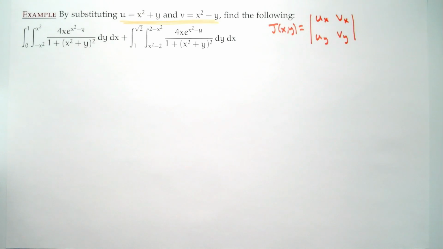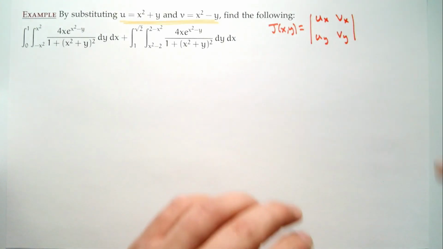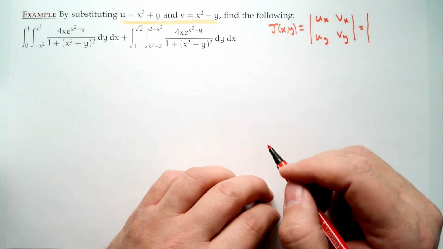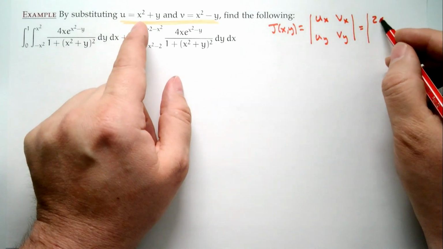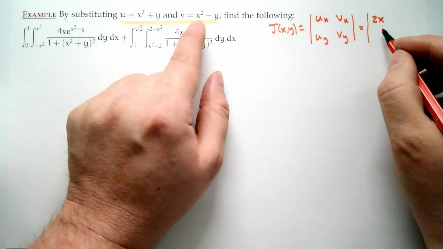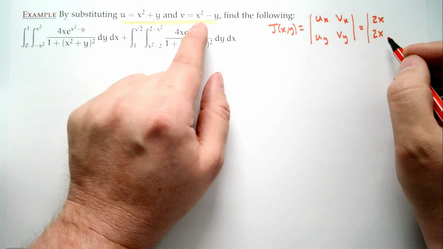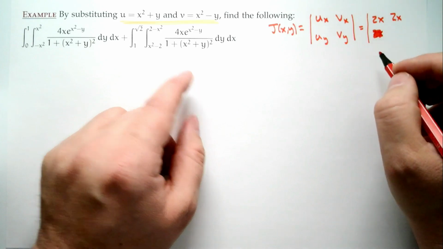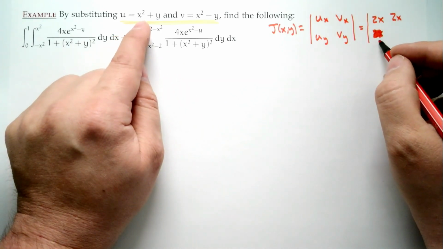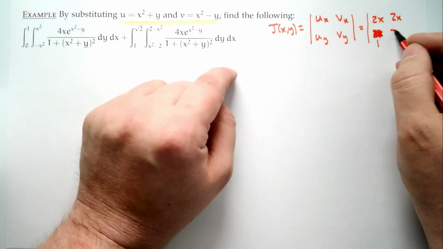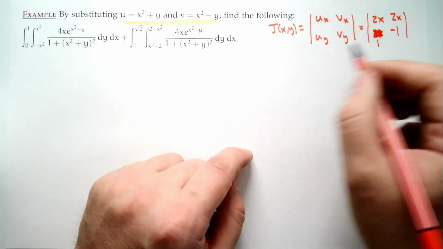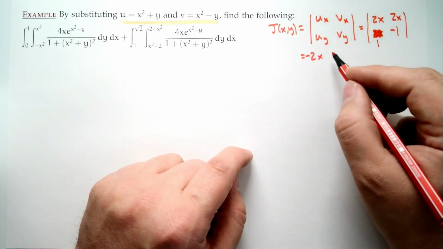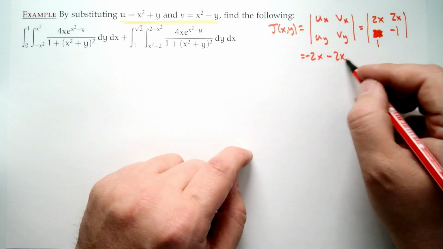I'm going to take the determinant, make sure I'm positive. In our case here, what is u sub x? 2x. What is v sub x? 2x. Whoops, I said v sub x, but I put it in the wrong place. There, v sub x. Okay, what is u sub y? 1. What is v sub y? Negative 1. We take the determinant of this. We get 2x times negative 1, subtract 1 times 2x, which is minus 4x.